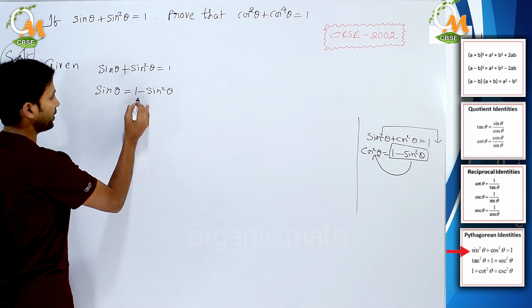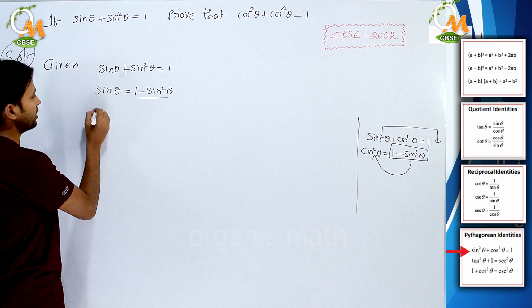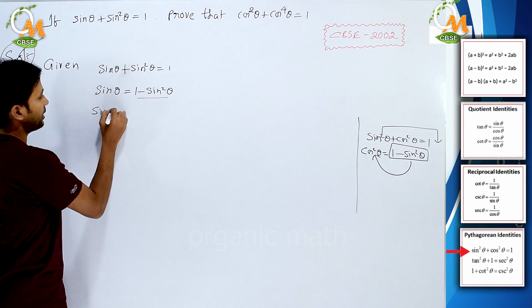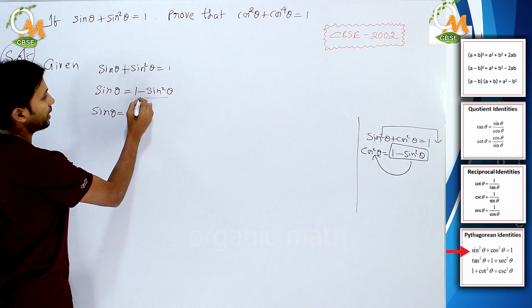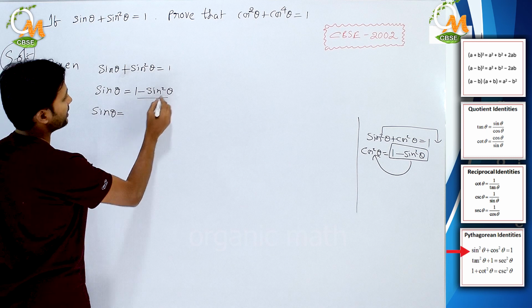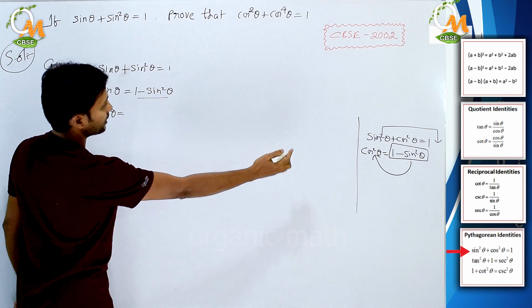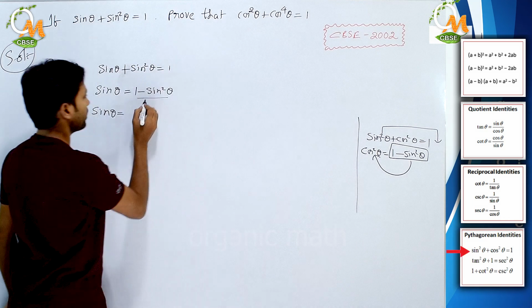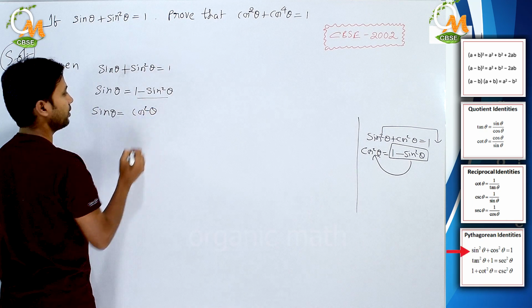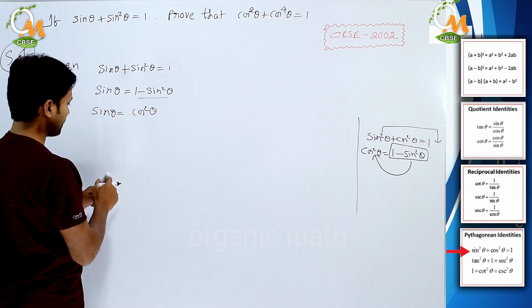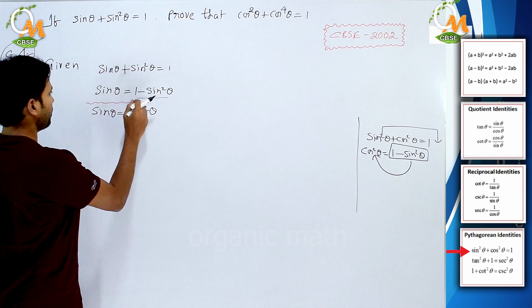So here also we have given 1 minus sin square theta. So what can we do here? Sin theta equal to 1 minus sin square theta, which equals cos square theta. So here this would be replaced by this, therefore we can put cos square theta. Okay, so keep this aside. This is the condition obtained.